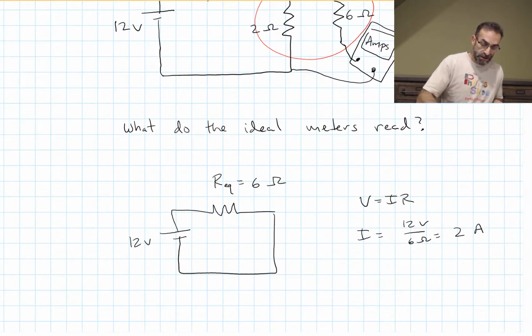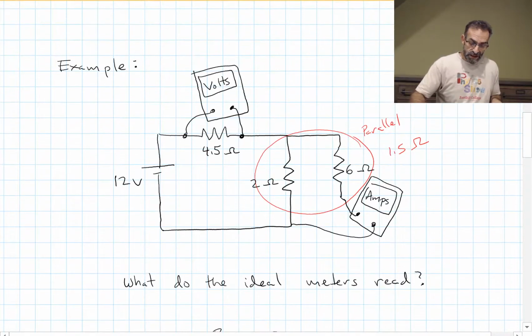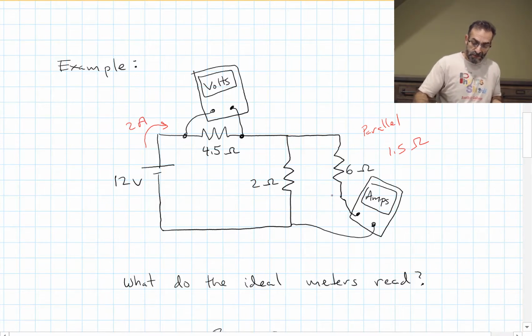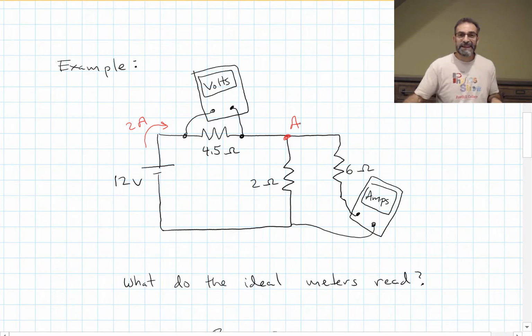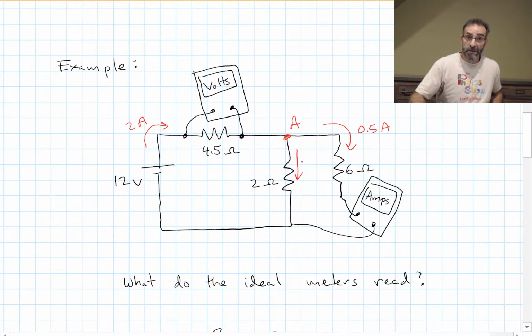So my current is 2 amps. Working backwards, I see that this would be my current coming out of my battery, 2 amps. And when it gets to the junction, I'll call that junction A, it splits. Part of it goes through the 6 ohm resistor and part goes through the 2 ohm resistor. That means that the current going through the 6 ohm resistor is 0.5 amps, and the current going through the 2 ohm resistor is 1.5 amps.